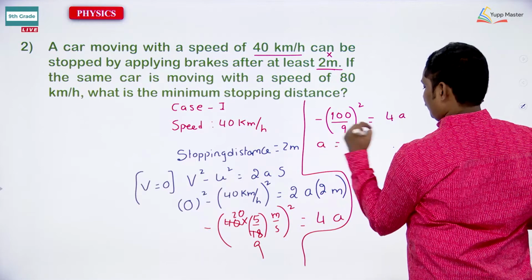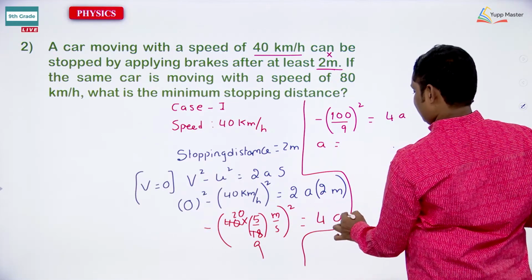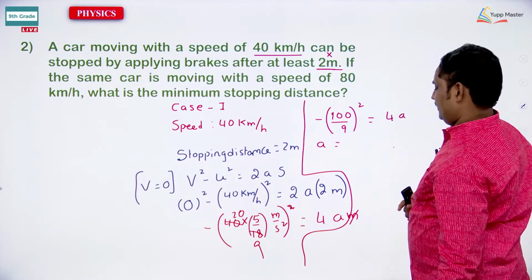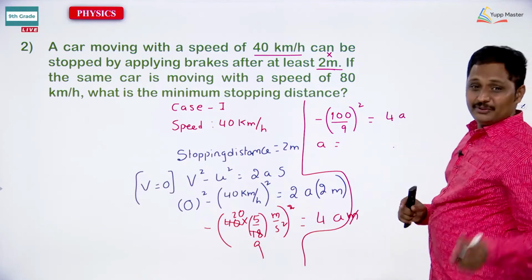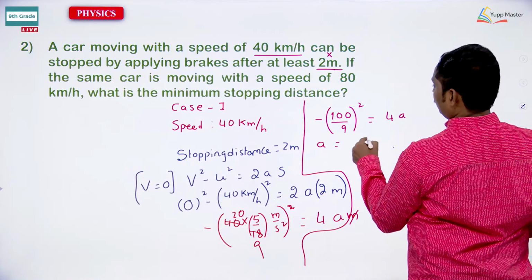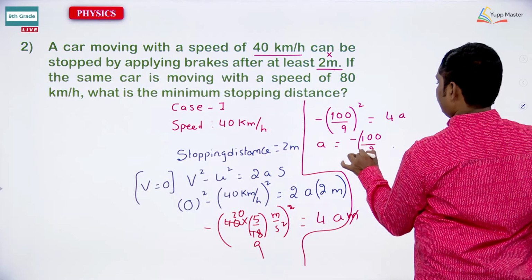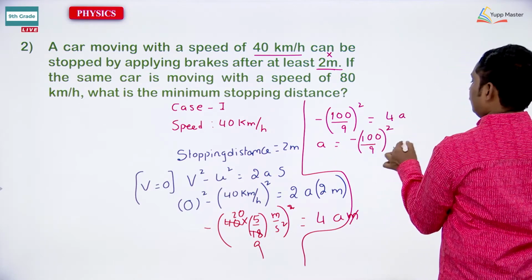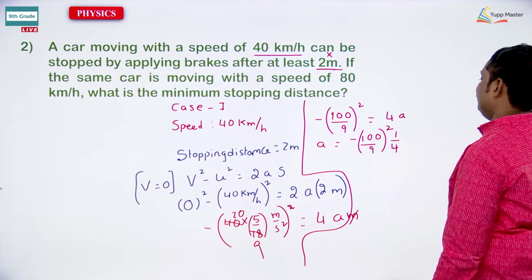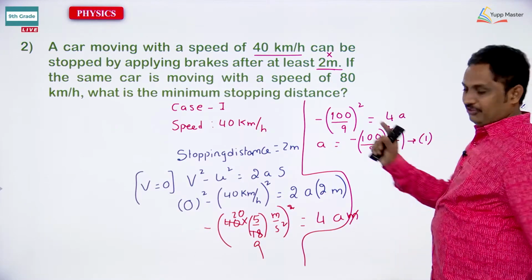Therefore a is equal to, already you have that meter, just cancel that 1 meter and it is going to be second square, that is meter per second square. No issue at all, we will take the units, it is not a big task. That is a is equal to minus 100 by 9 into 1 by 4. It is very clear. This is that one equation.